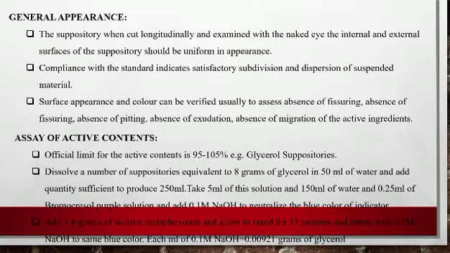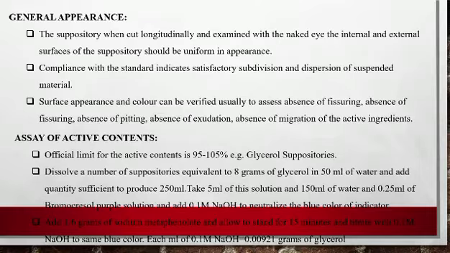Here, pitting means there will be some holes in the suppositories after demolding from the mold. Exudation means there will be oozing of liquids when we cut it longitudinally. So we have to check that the suppositories show an absence of pitting, absence of exudation, and absence of fissuring.